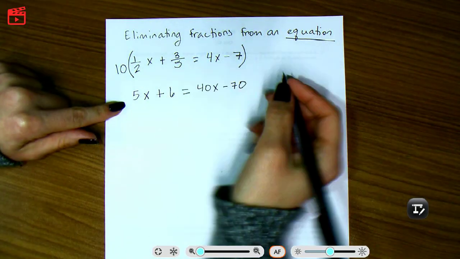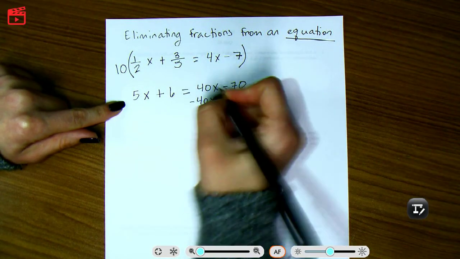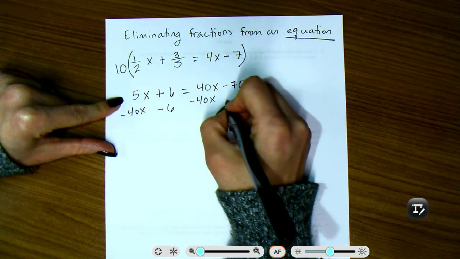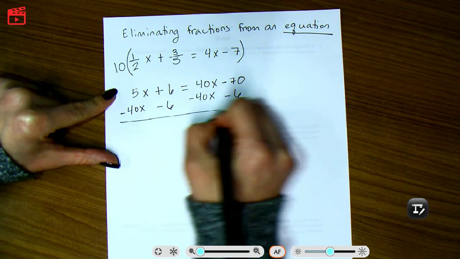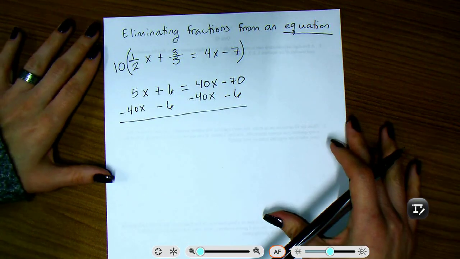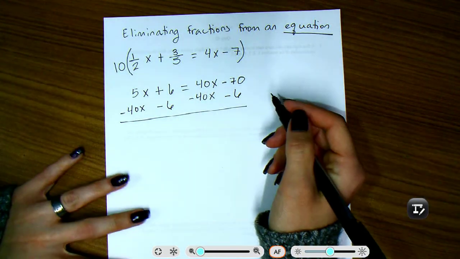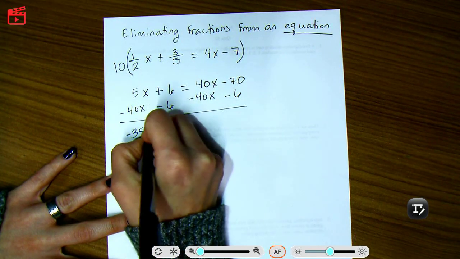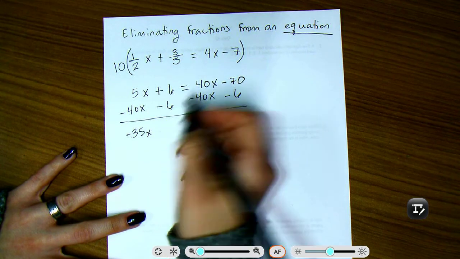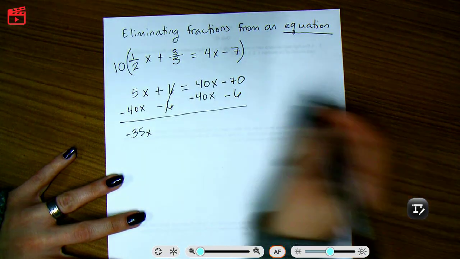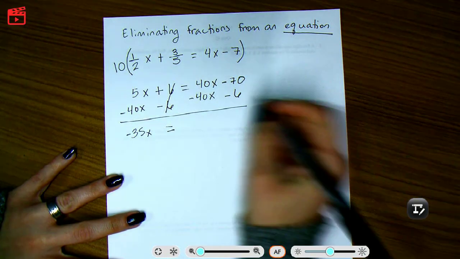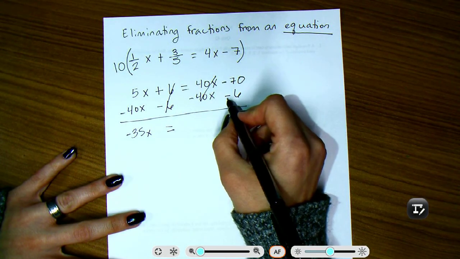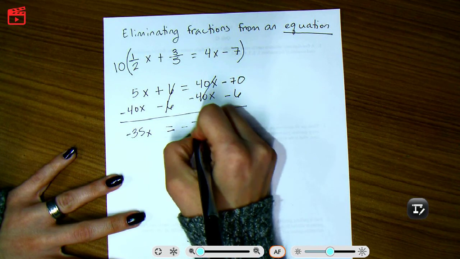I'll subtract 40x from both sides, subtract 6 from both sides. We're just trying to get all the terms with an x on one side of the equal sign and the plain constants on the other. So 5x minus 40x gives me -35x. 6 minus 6 is 0, so those cancel. Bring down my equal sign. 40x minus 40x cancels. -7 minus 6 gives me -76.